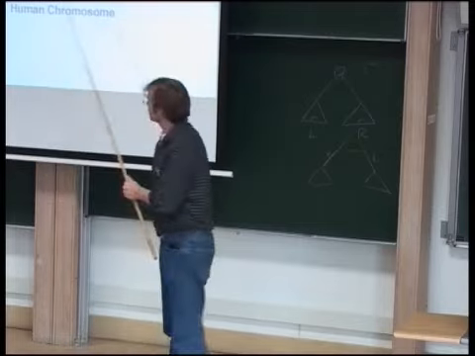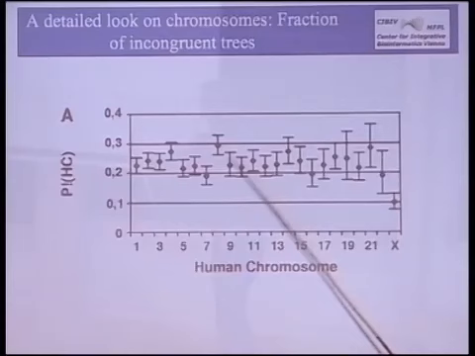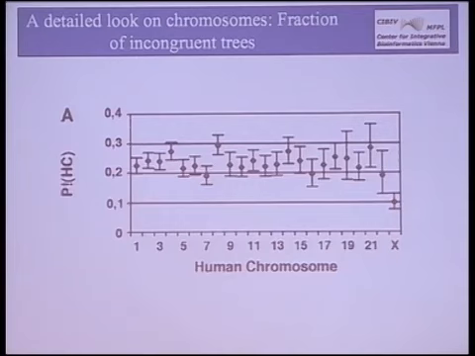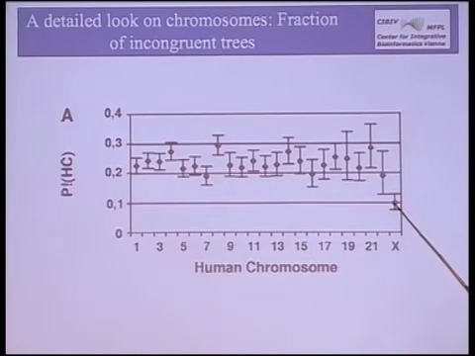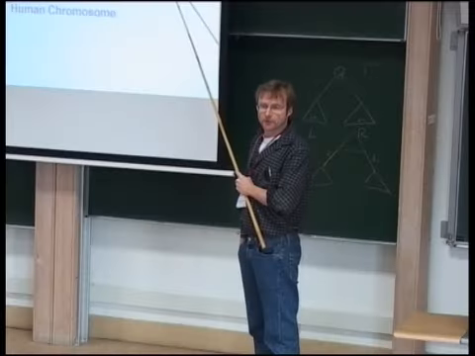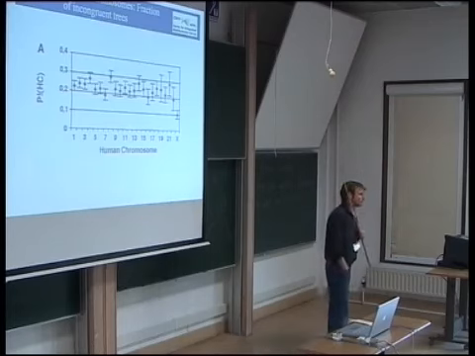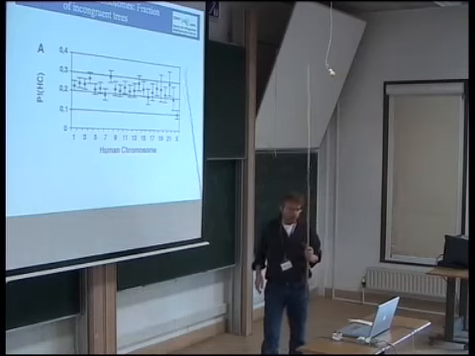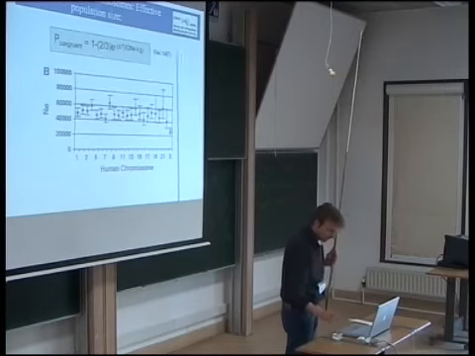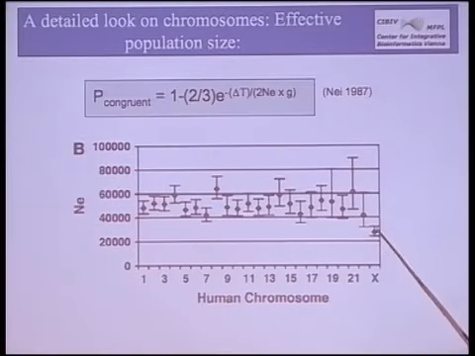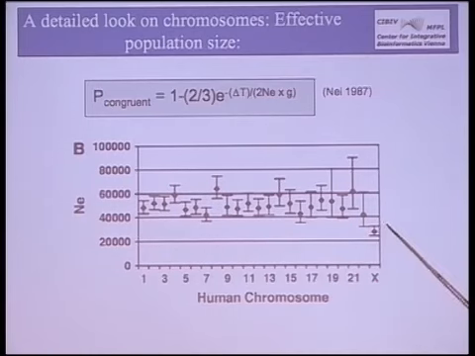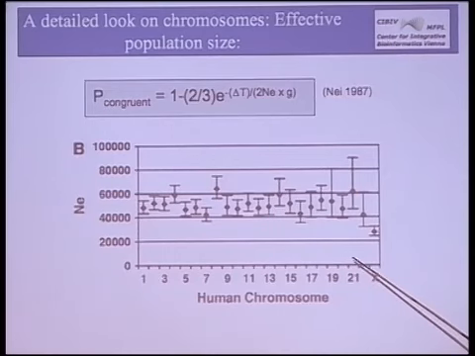One thing, of course, that sticks out, and that's the story of today, is that if we look at the fraction of incongruent trees along the chromosomes, then we see that the fraction of incongruent trees on the X chromosome is only 9% or 10%. Much smaller than anything else we observe on the autosomes. In fact, if we compute the effective population size using Nei's formula, this number still is much smaller. And even if you correct for the reduced effective population size of the X chromosome, this number would still stay significantly smaller. So there is something strange going on on the X chromosome.